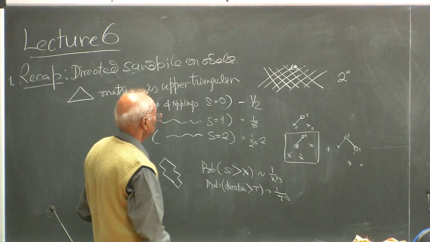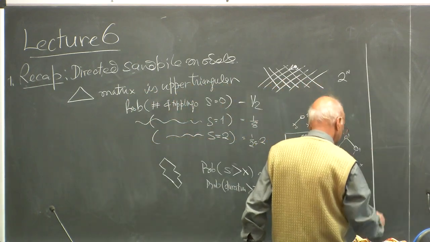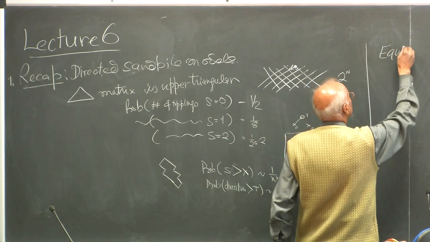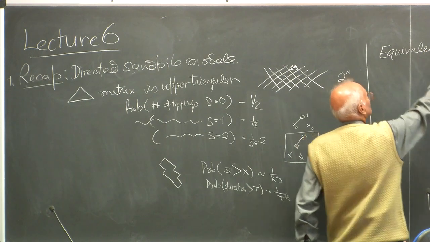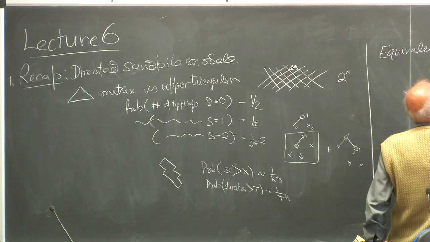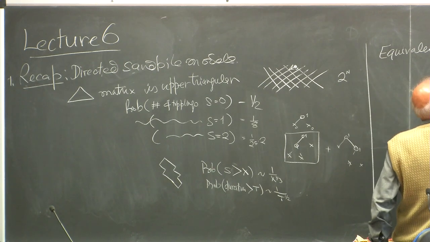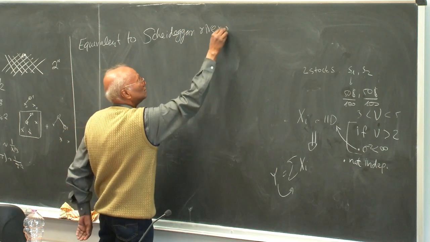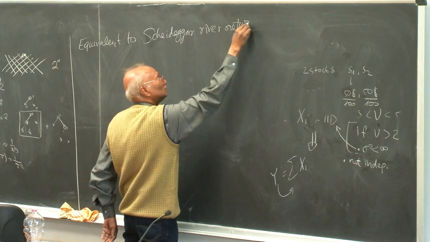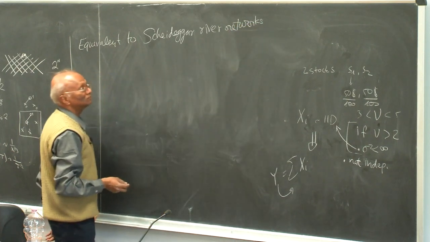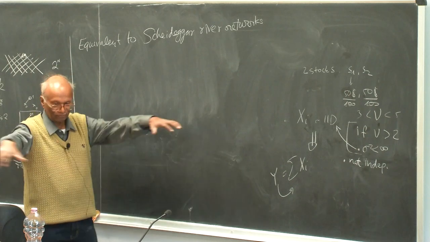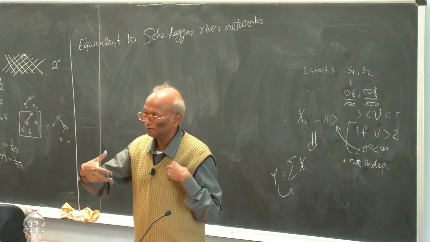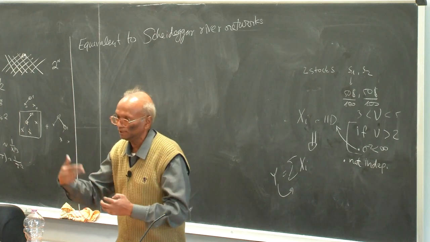Okay, and then we said that the model is more interesting because it's equivalent to other models. So one we discussed was Scheidegger river networks. And the Scheidegger networks were defined on a big graph. So from each site, there is a downward direction. There are two possible downward directions, but geographically, one of them is chosen.